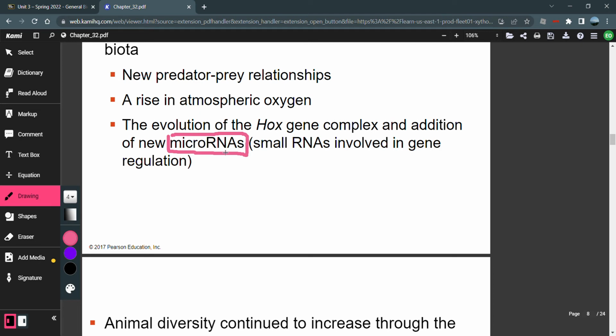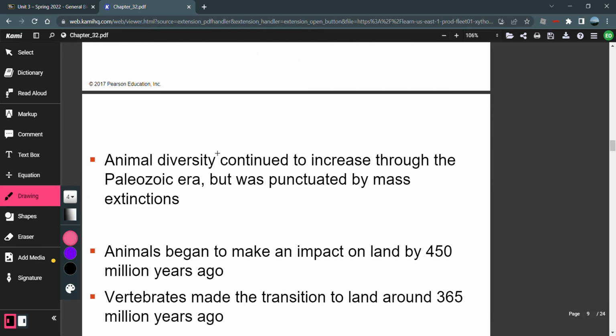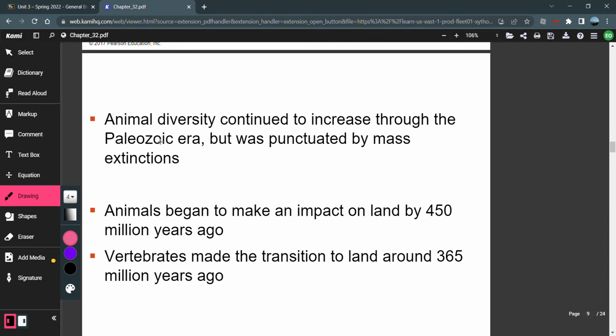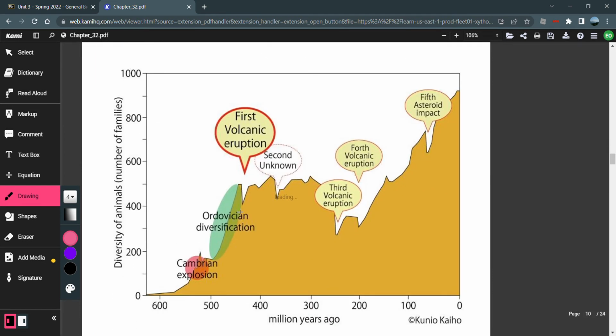Also, microRNAs led to different body forms and body plans. So animal diversity continued to increase through the Paleozoic era, but it was punctuated by mass extinctions. Here we have the Cambrian explosion, and here is a table of diversity of animals and number of families. Of course, we are talking about biological classification, so families.